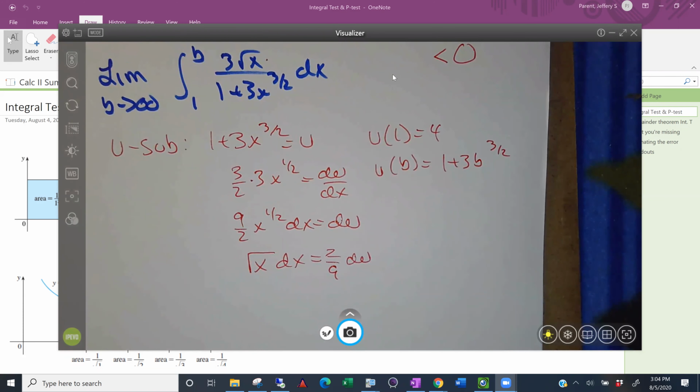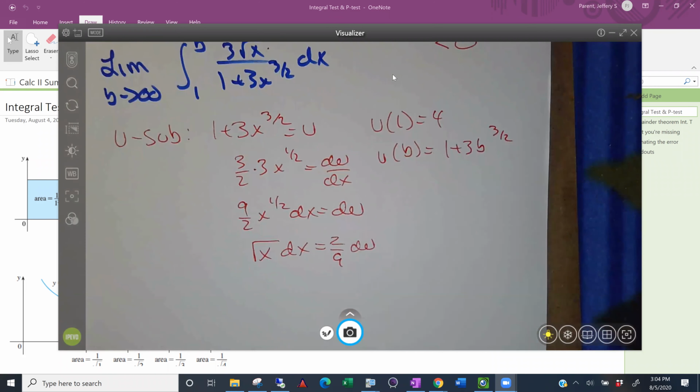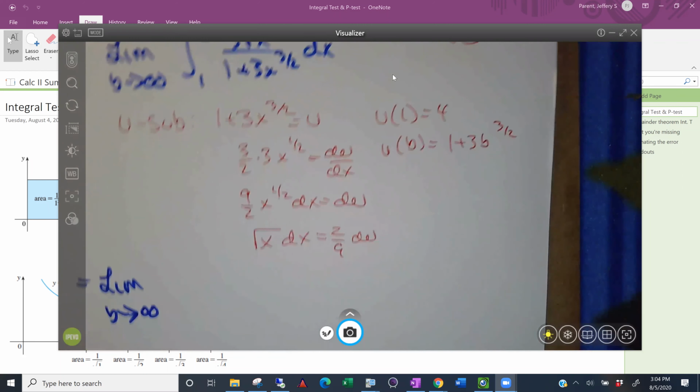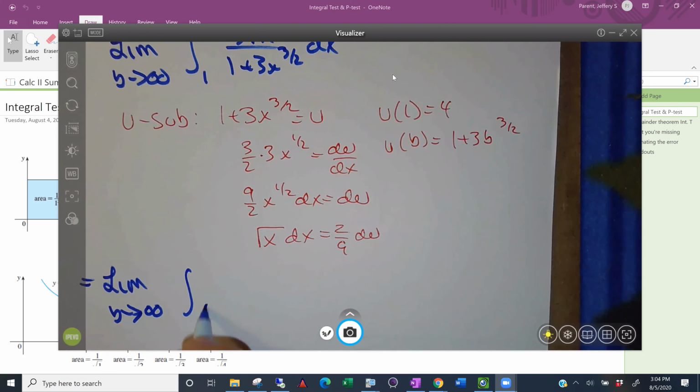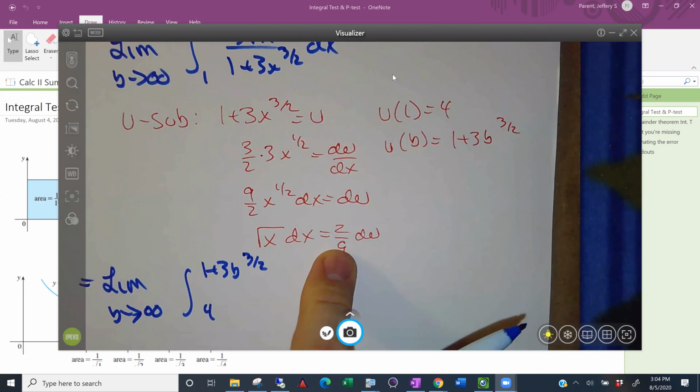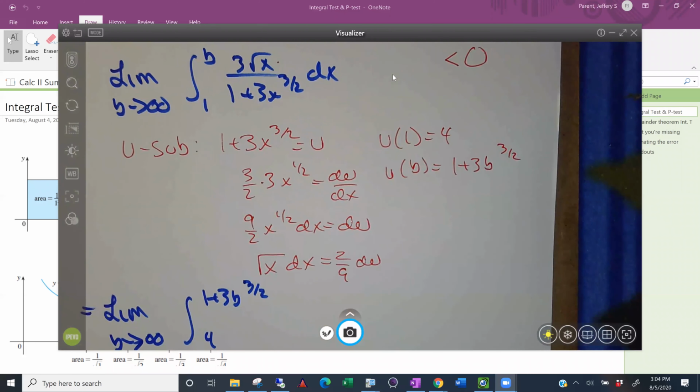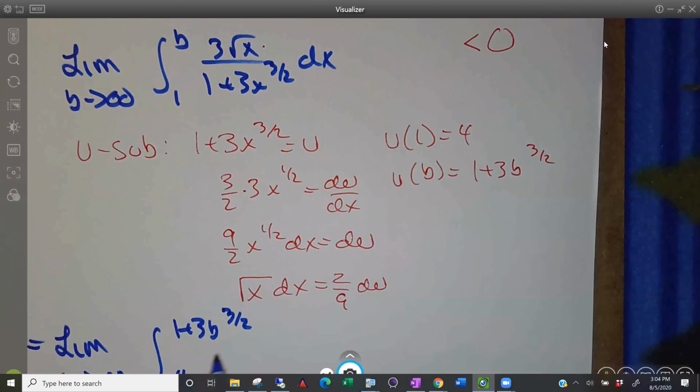Okay. When we make our u substitution, then we'll end up with the limit as b approaches infinity of the integral from 4 to 1 plus 3b to the 3/2, x dx is going to get replaced by 2/9 du. And the 2/9 times 3 is going to give me 2/3. Is that right? 2/9 times 3, yeah, it's going to be 2/3. Times 1 over u du. Yeah, that looks good.